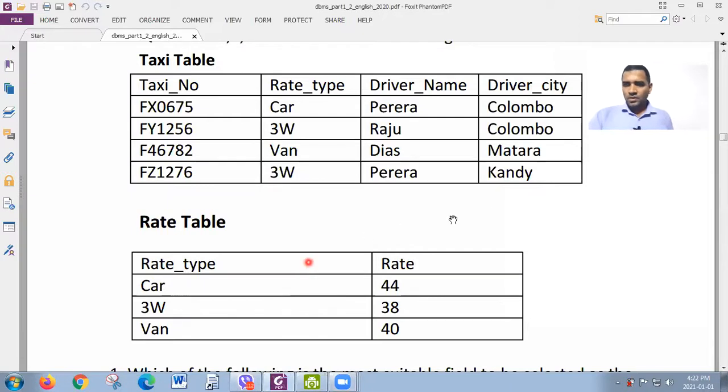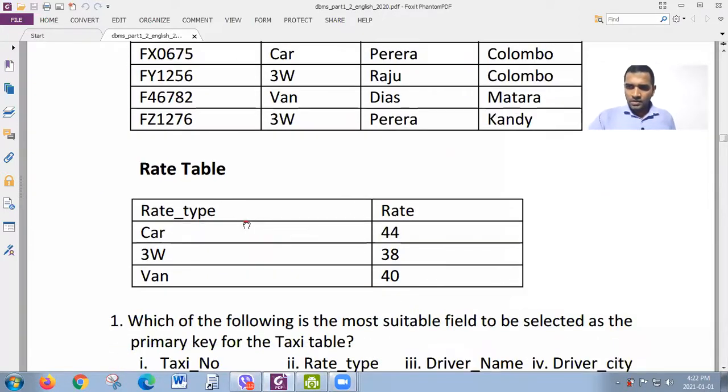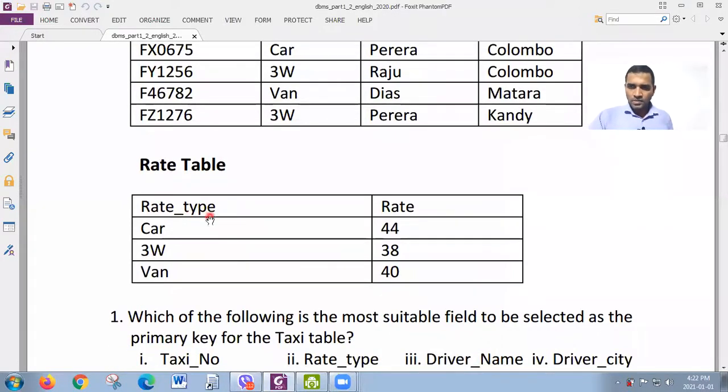Rate type. Okay, look here, this has rate type and rate, right? So look at the table name also, rate table. So here, the rate for every type is displayed. For example, for car, it's 44 rupees. For 3W, it's 38. For van, it's 40. Rates are displayed. Okay, your answer is correct. Rate type is the primary key.